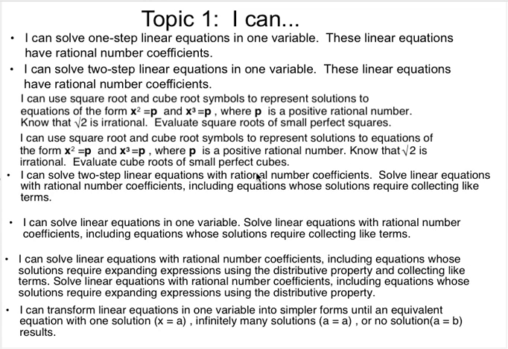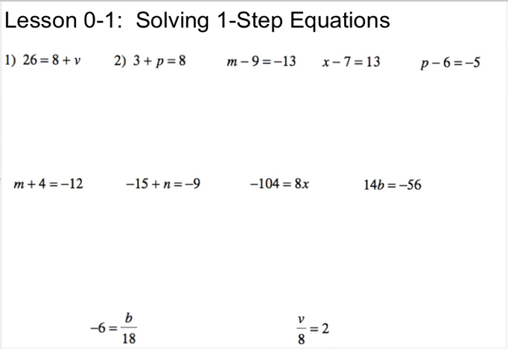In topic 1, you're going to be able to solve one-step linear equations in one variable. These linear equations have rational number coefficients. The thing we are going to do every time is right through the equal sign, draw a line. Again, these are steps that we are going to take. If you want to, you can draw a line through every single one of these.